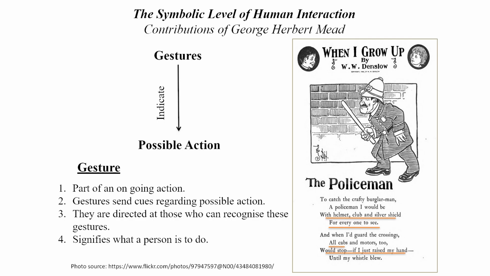To illustrate Mead's idea of the symbolic level of human interaction, I have provided you with a children's poem. The poem indicates the role of gestures or symbols in creating actions for both the maker and the actor to whom it is directed. Here, the gesture of wearing a helmet or holding a club directs all onlookers to understand that the constable is on a mission to catch a thief or burglar. Even when the policeman raises his hands, cars know that they must stop.